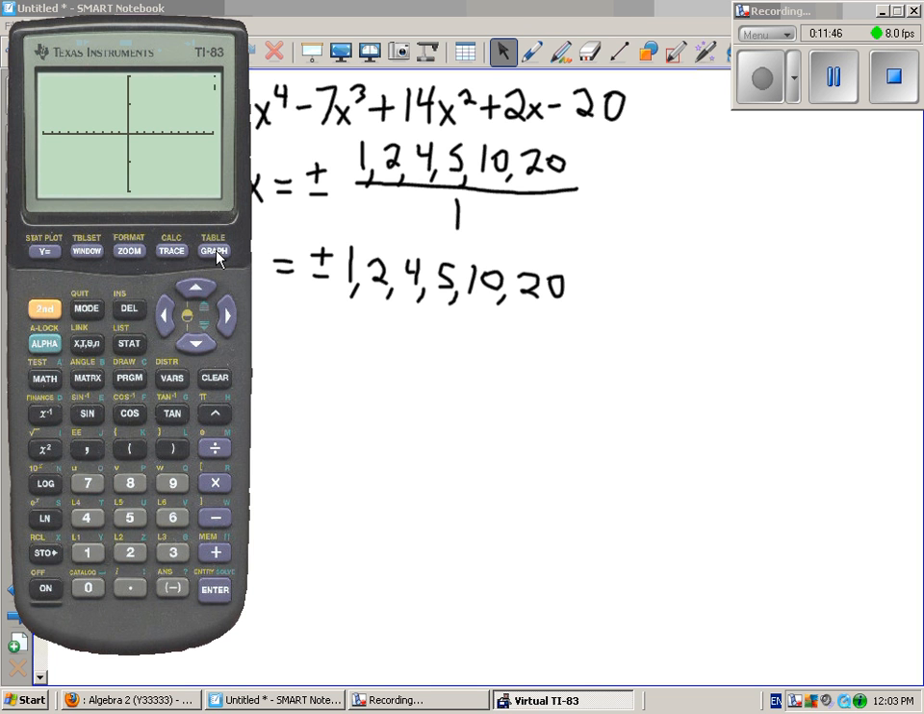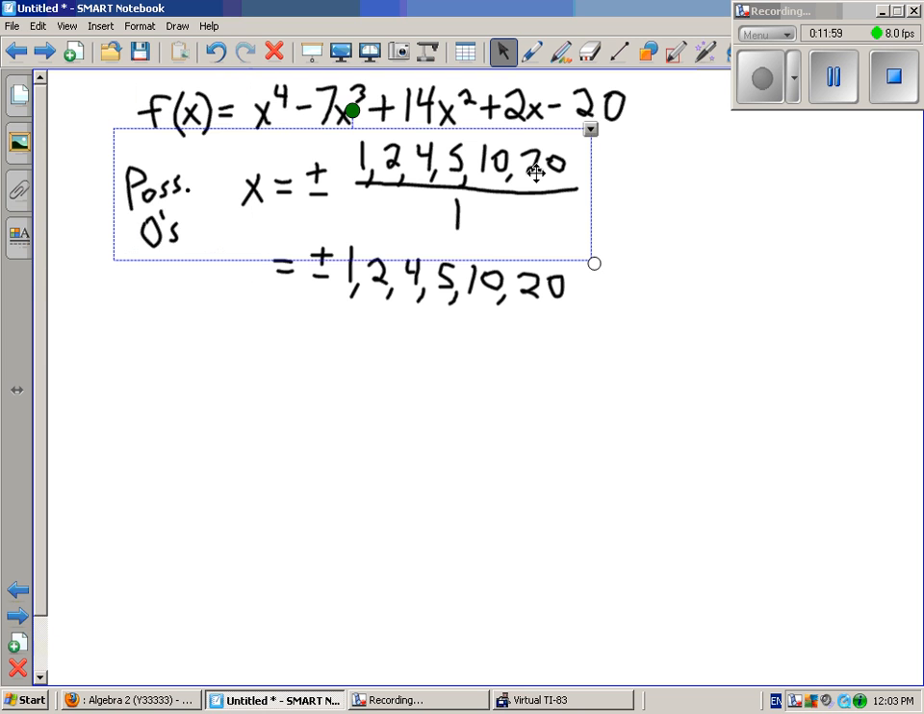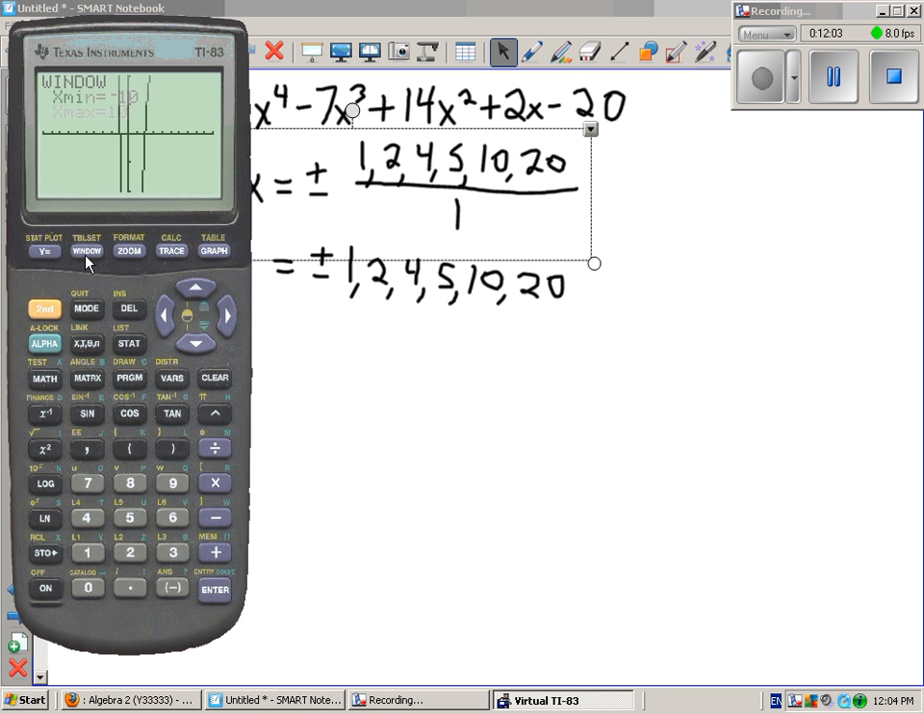And as you can see, it looks like we have a couple of zeros here at -1, here at +2. Now, our window, though, only goes from -10 to 10. So just in case this 20 is one of our zeros, I'm going to expand my window out a little bit. I'm going to do my window from -25 to 25 just to make sure that all my possible zeros are covered.